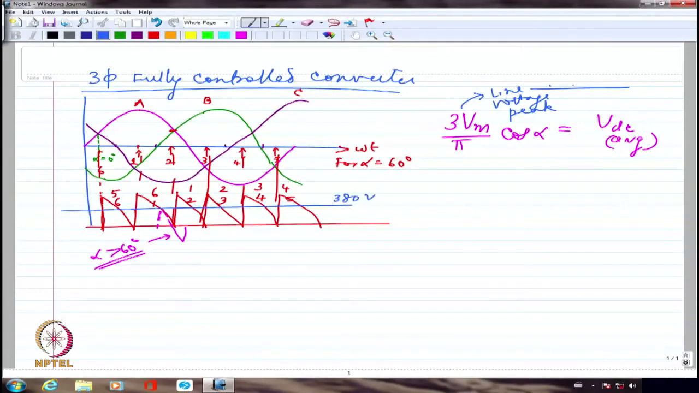Maybe this peak is 380 times root 2. I have chosen the numbers in such a way that if it was 415 root 2, I had given a battery of 415 volts. If it is 380 root 2, I had given a battery of 380. It will make my life simpler to solve all of them. That's the reason I had changed the numbers here and there. Firing angles I had changed slightly, of course.